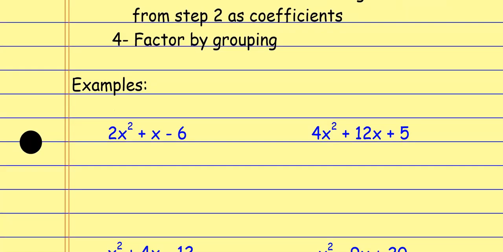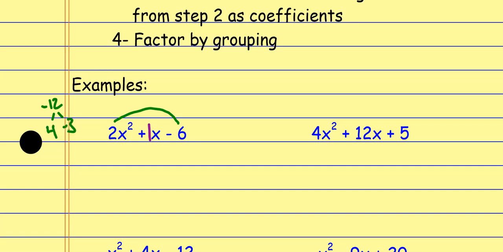But here it is in practice. Remember, I build a bridge, so I do the 2 times the negative 6. And I have to include those signs as I build the bridge, so that's a negative 12. All right? So now I need 2 numbers that multiply to a negative 12, but add to the middle number, which is right here, it's a 1. Okay? And notice it's a positive 1, so I need 2 numbers that multiply to a negative 12, but add to a positive 1. So that's a positive 4 and a negative 3.